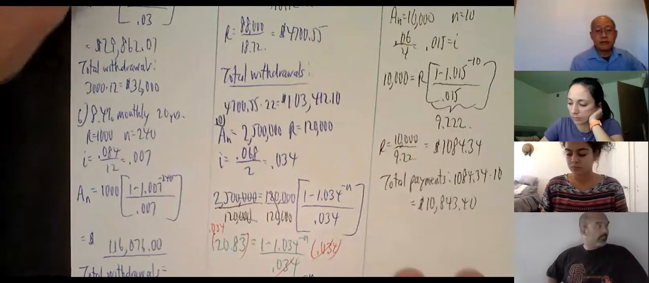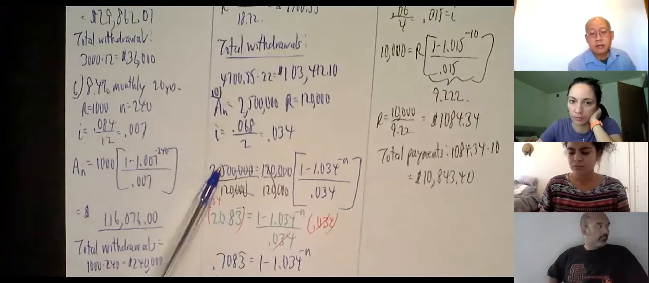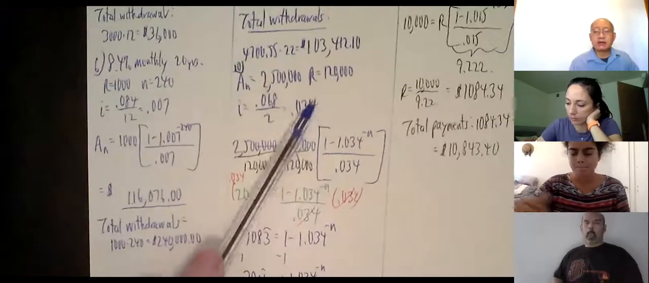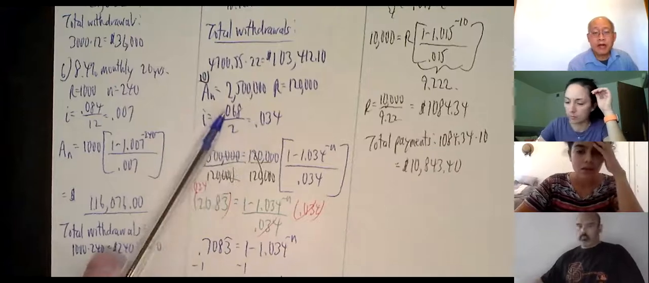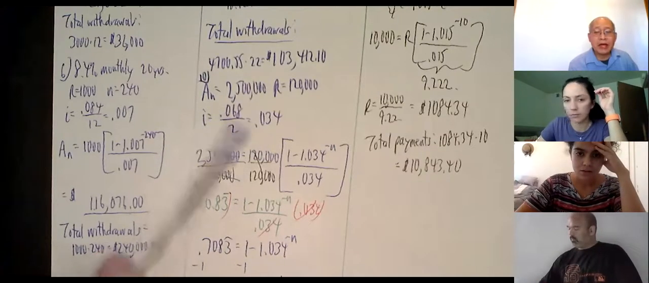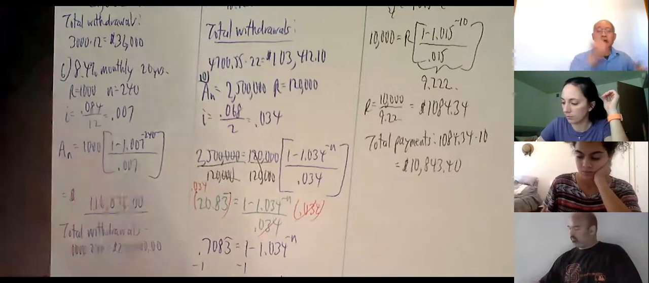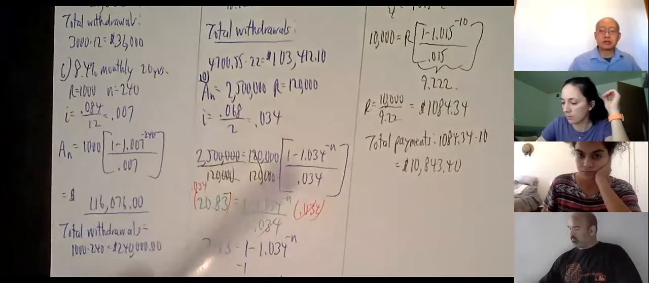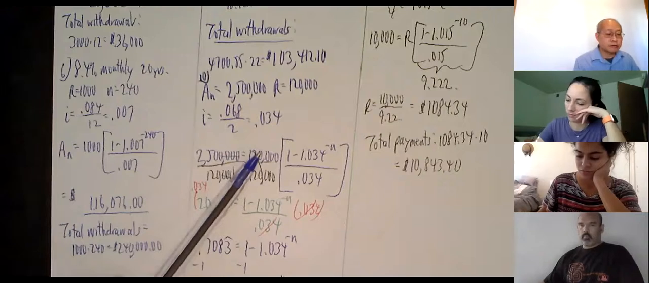All right, so here's what I have. This athlete has 2.5 million. They want to take out 120,000 every period. It's every 6 months. And earning 6.8% compounded semi-annually means 0.034. So this athlete wants to be able to take out 120,000 every 6 months. And the question is, how long will it be until it's all drained out?